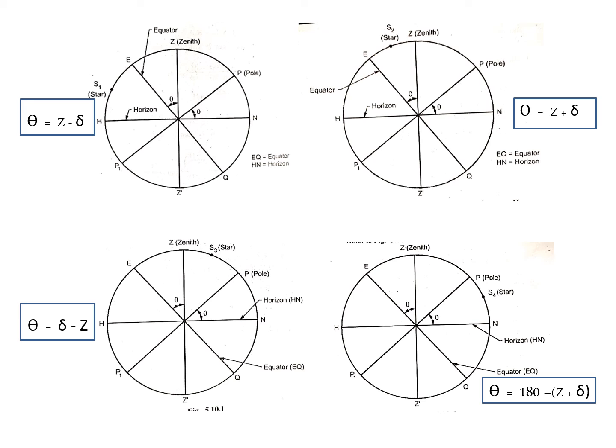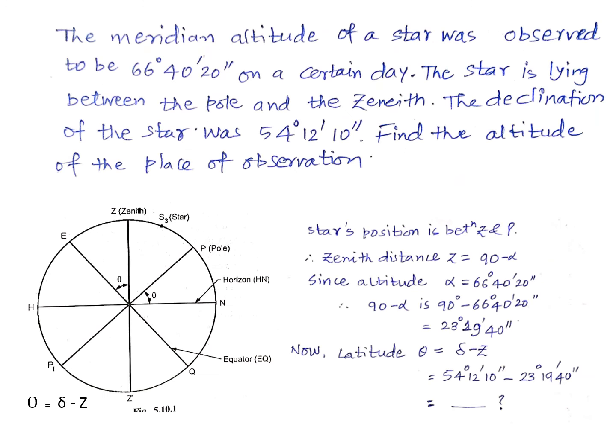And the last one, when it's coming out, theta is equal to 180 minus delta plus Z. So what you have to do, either you can remember all the four cases, make sure that you do not forget or make the mistake of identifying where the star is lying and the corresponding distance. If you fail to correctly write the formula, then your entire calculation may go wrong. Okay. Now we'll see simple problems.